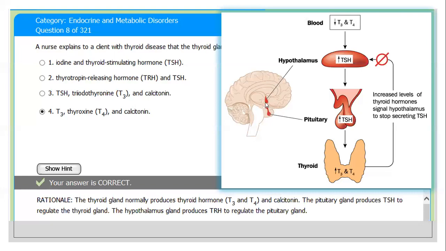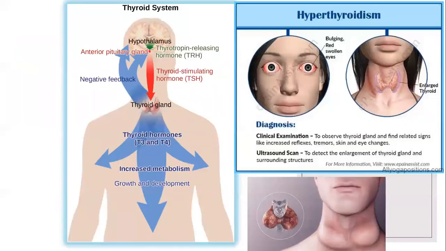Hypothalamus secretes thyroid releasing hormone, and this acts on the pituitary, and the pituitary secretes TSH, right? And this TSH, thyroid stimulating hormone, acts on the thyroid gland and secretes T3, T4. Here we can see, let me explain one more time.